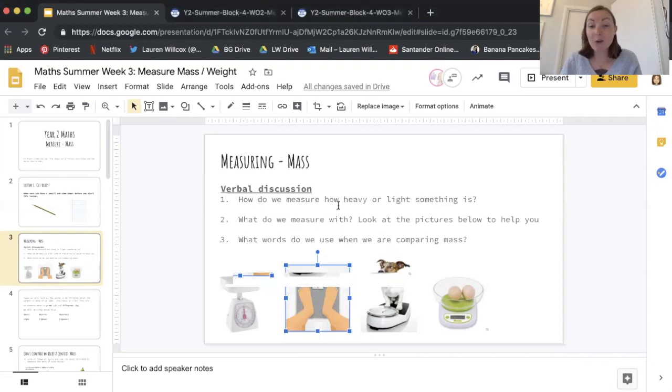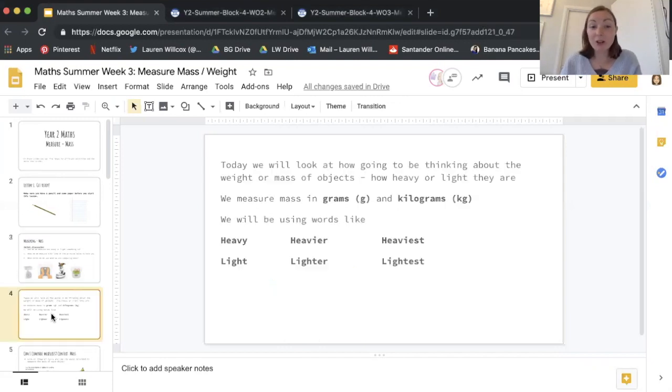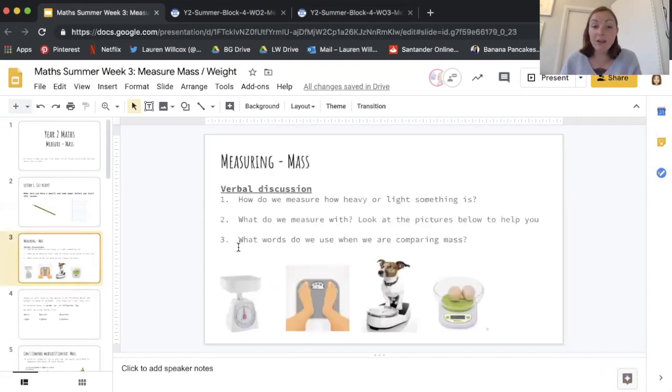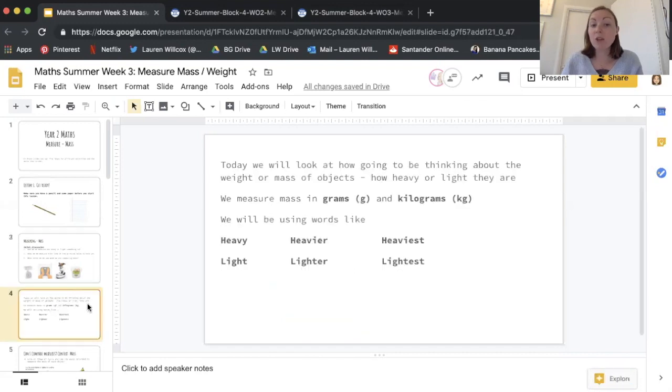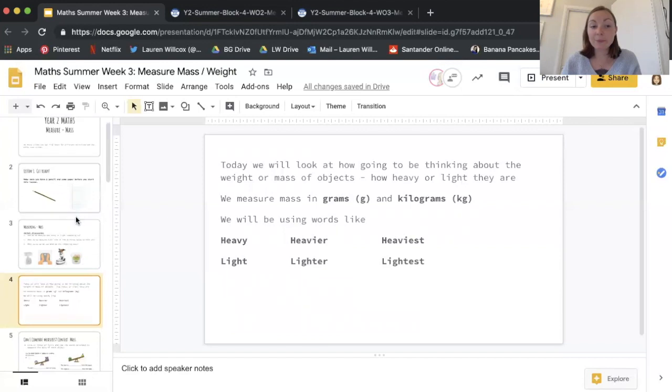Okay, how do we measure how heavy or light something is? So we are going to look today at measuring in grams and kilograms. And for comparing, that was your question 3, what words do we use when we're comparing mass? We use words like heavier, heaviest, light, lighter, and lightest. Those are the words we use when we are comparing mass.